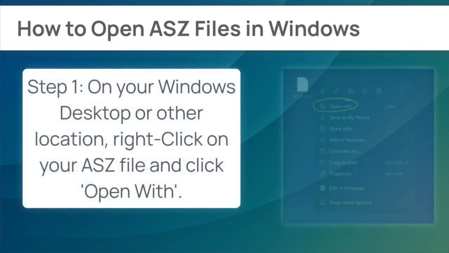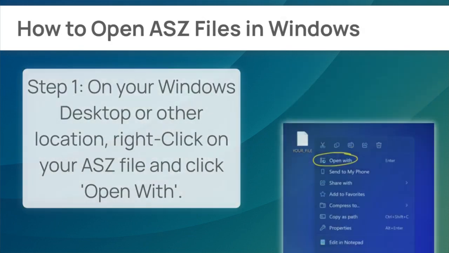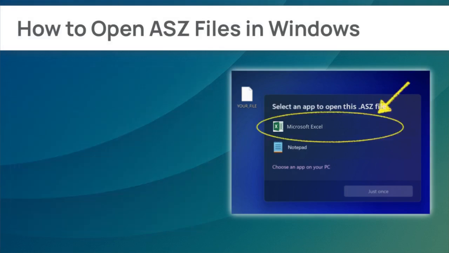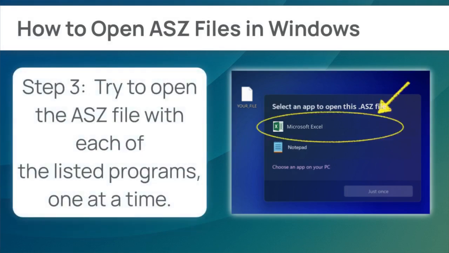Let's address the application conflict directly. Right-click your ASZ file and choose Open With. Check for Microsoft Excel and test it first. If it's unavailable, choose a different app. That is the simplest path to a solution.